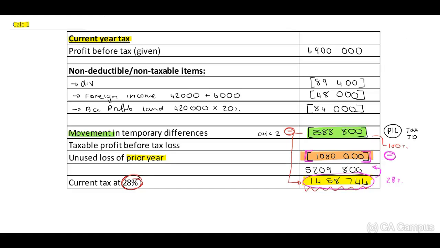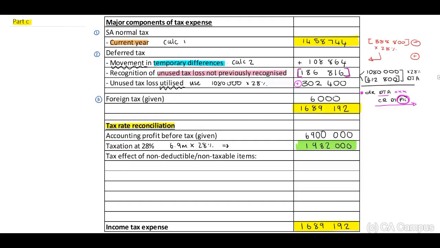Therefore, we know that we have our dividends. We have our accounting profit on the land. This is our easy ones. Okay, now let's transfer this to our recon. Remember, you need to now times the amounts by 28%, and this is our dividends received. 89400 times 28. And this is an amount of 25032.